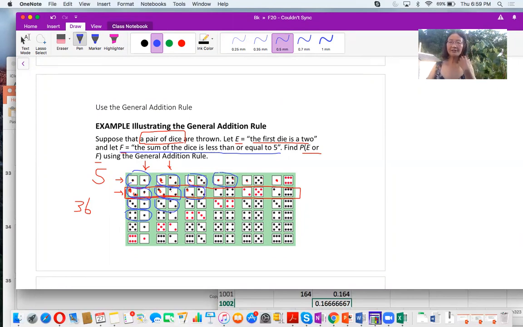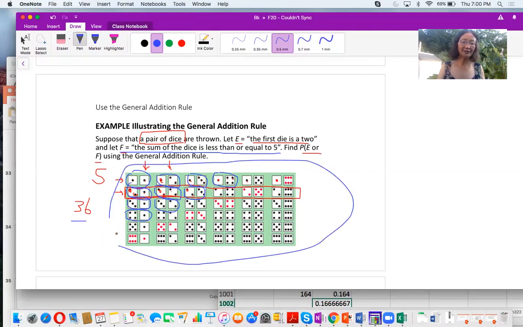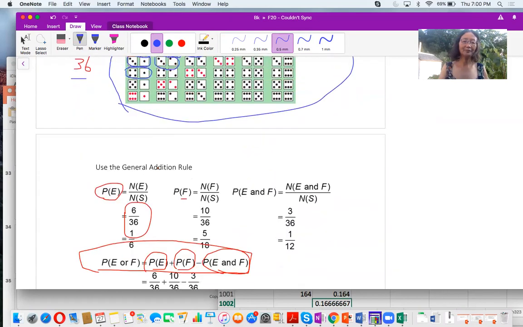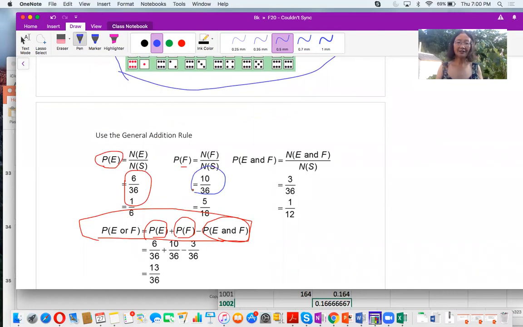Do you have other events equal to or less than 5? No, it is just the ones I circled using the blue color. So you count how many blue circles here: 1, 2, 3, 4, 5, 6, 7, 8, 9, 10. There are 10 blue circles. In total you have 36 events. So 10 over 36 is the probability of F, the sum of dice is less than or equal to 5.